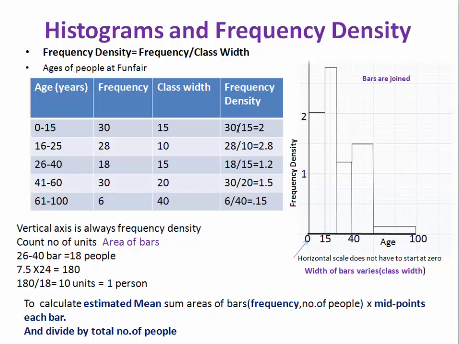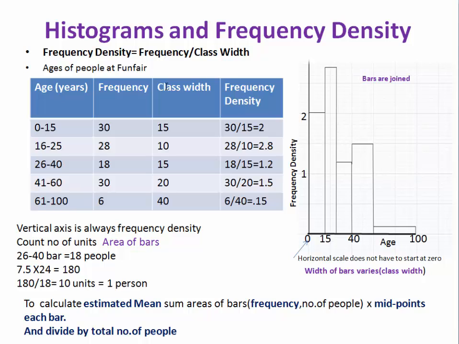Then our frequency density is our frequency divided by the class width. So that's 30 divided by 15 is 2, 28 divided by 10 is 2.8, 18 divided by 15 is 1.2, 30 divided by 20 is 1.5, and 6 divided by 40 is 0.15.